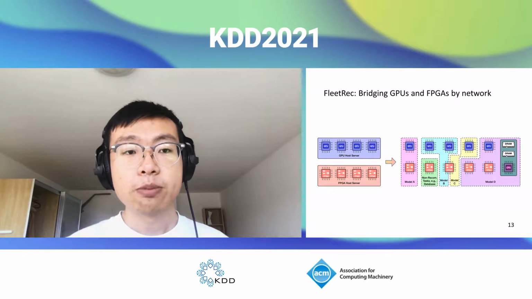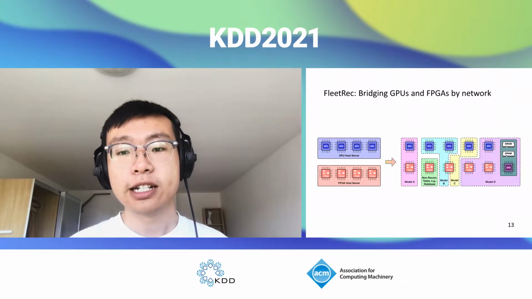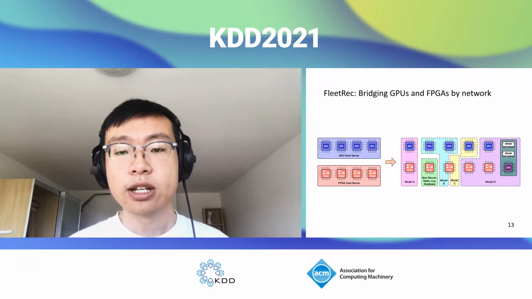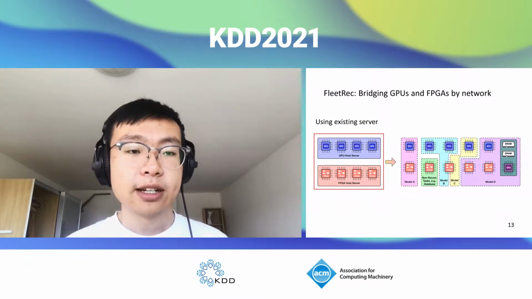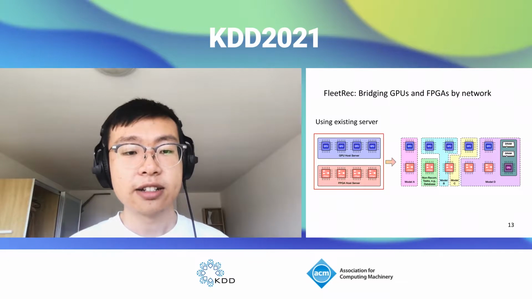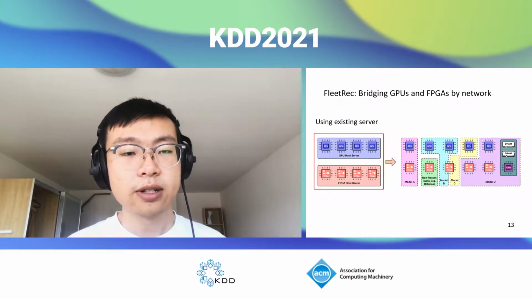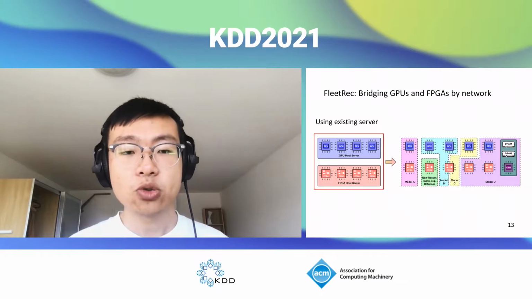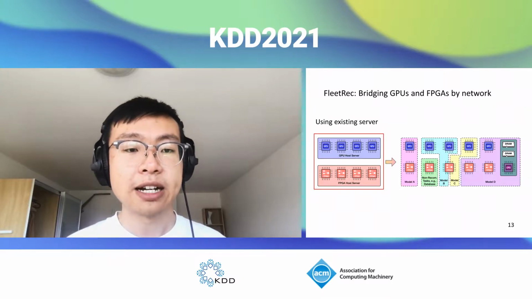In this paper, we propose FleetRec, a hybrid recommendation system consisting of CPUs, GPUs, and FPGAs. And those nodes are interconnected by network instead of being installed on the same server. On the left-hand side, on the top, we have a GPU host server. Let's say we have a host server containing 8 V100 GPUs, which you can commonly find in any cloud provider.